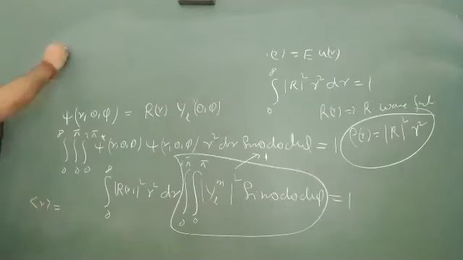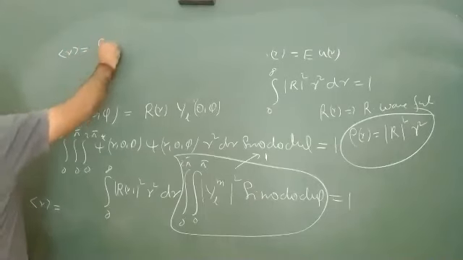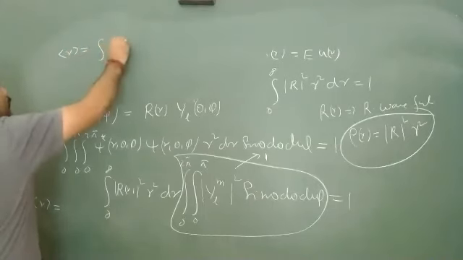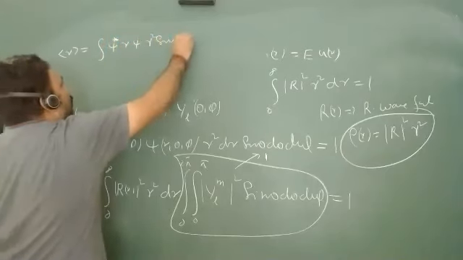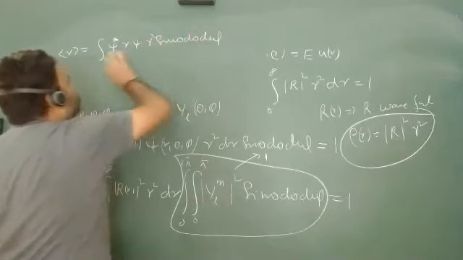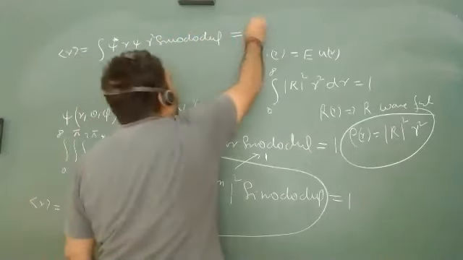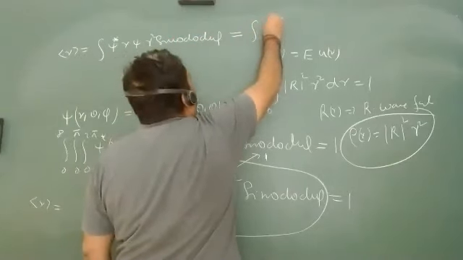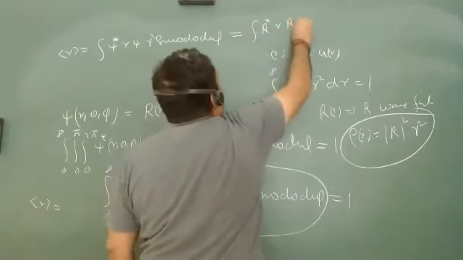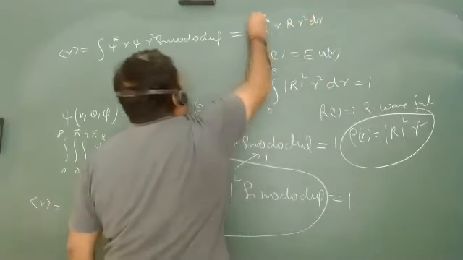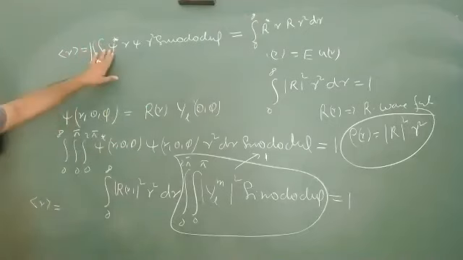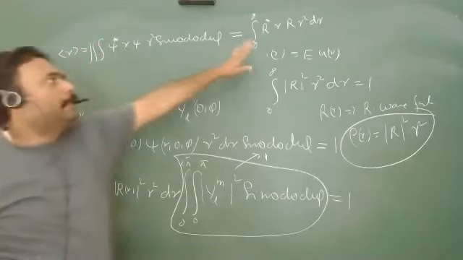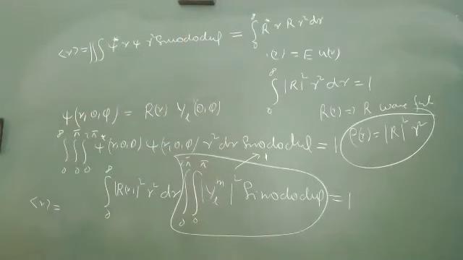So if you are going to calculate the expectation value using the wave function, it can be written as the integral of psi star r psi r square sine theta dr d theta d phi. And this will also be equal to the radial part, R star r R r square dr. So you can use the same thing. You can use the total wave function, or you can use the radial wave function. You will get the same answer.